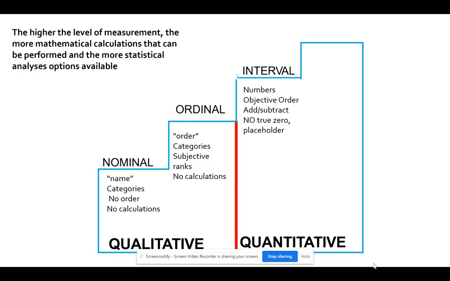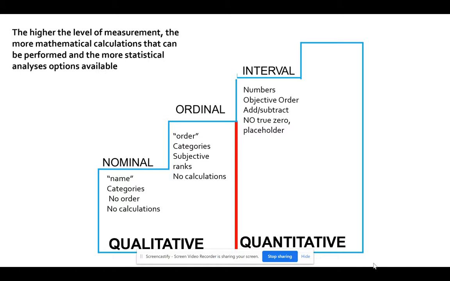You can add and subtract at the interval level. The one piece that tends to really bother students is that at the interval level, we have no true zero. Zero is simply a placeholder. For example, temperature: if I say that the temperature is 0 degrees Fahrenheit, that does not mean there's no temperature. That is simply the point at which we begin measuring, and it would imply that it's really cold outside, or I suppose it could be inside. Okay, so there's no true zero.